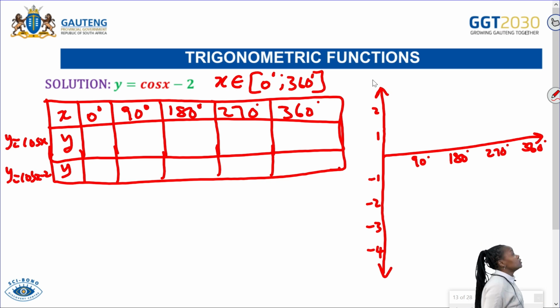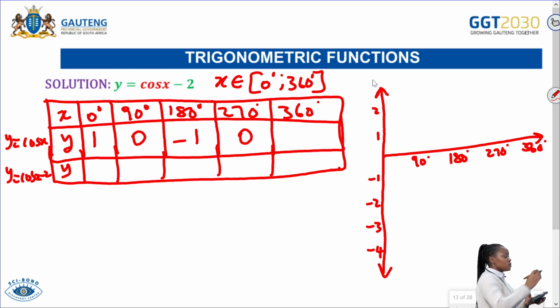Okay, your 1 minute is up. Let's start with the mother graph, the one of y equals cos x. We know that at 0 degrees, our graph of cos is going to have 1. And then at 90 degrees, it is going to have 0. Then at 180 degrees, it is going to have negative 1. And then at 270, it is going to have 0. And then at 360, it is going to have positive 1.